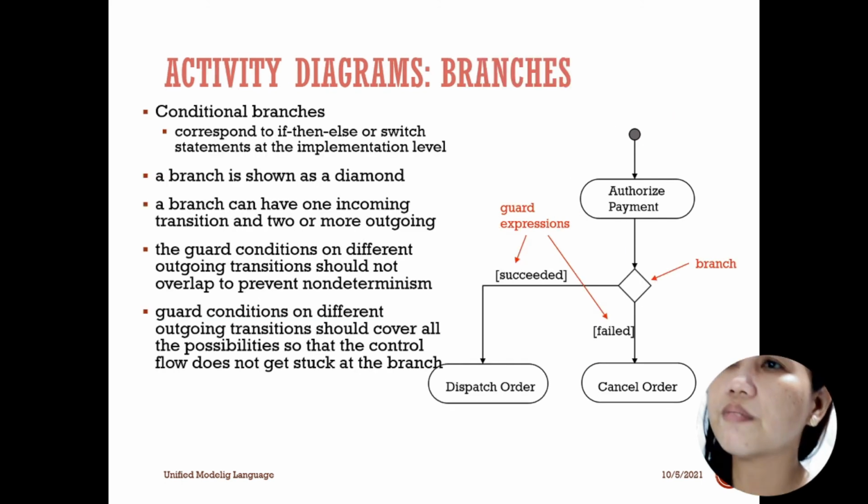For activity diagram branches, we have conditional branches that you can see in our example. We have authorize payment. So this is the branch. It's a diamond shape. We have guard expressions for succeeded or failed. So if it failed, we have to cancel the order. If the order succeeded, then it will have to dispatch.